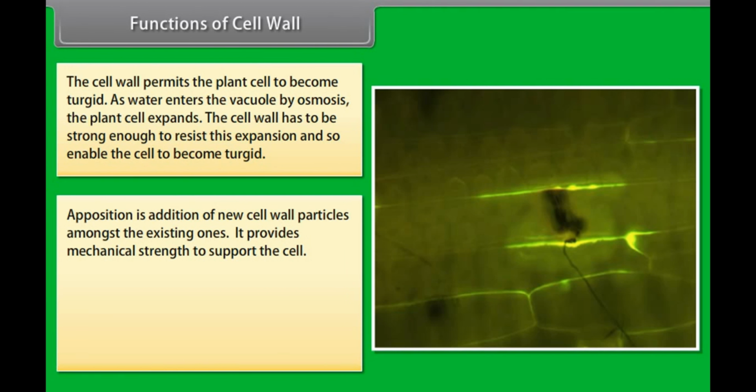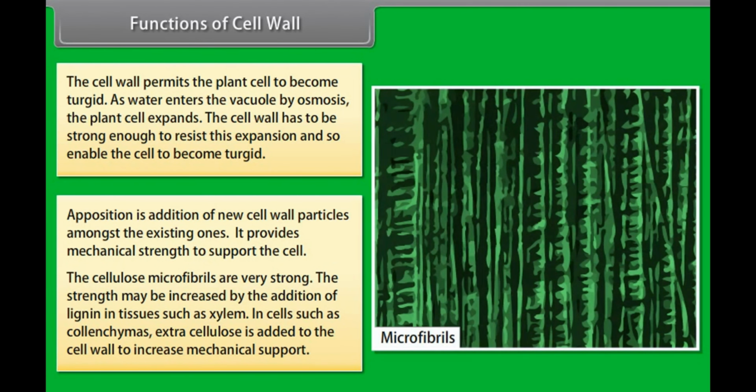Apposition is the addition of new cell wall particles amongst the existing ones. It provides mechanical strength to support the cell. The cellulose microfibrils are very strong. The strength may be increased by the addition of lignin in tissues such as xylem. In cells such as collenchyma, extra cellulose is added to the cell wall to increase mechanical support.